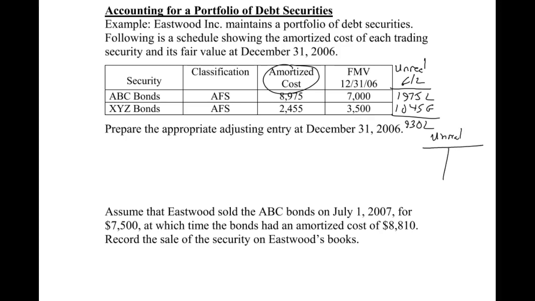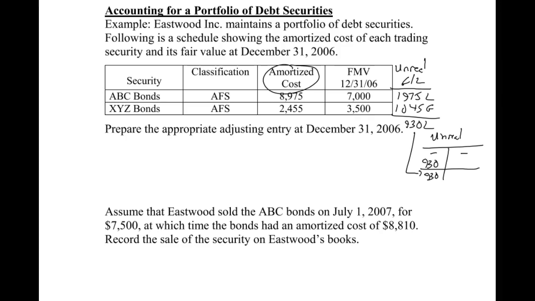I said this last video: whatever number, I always think of this unrealized gain or loss T account. Whatever number you calculate here, you want this to be the ending balance. Okay, so it's a loss. Losses are debits, and so I want 930 as my ending number. My beginning balance, this is the first year, is 0. So if I start at 0 and I need 930 as my ending debit balance, then I need a journal entry that debits this account for 930, and that will be my adjustment.